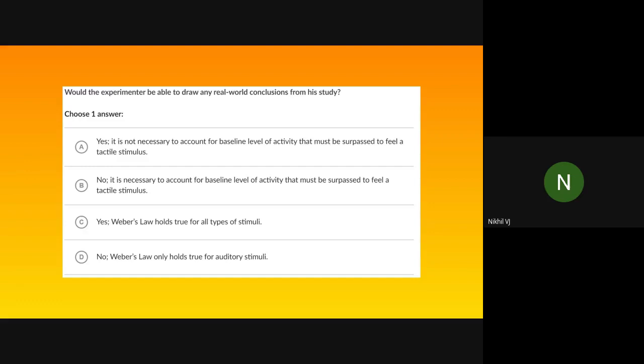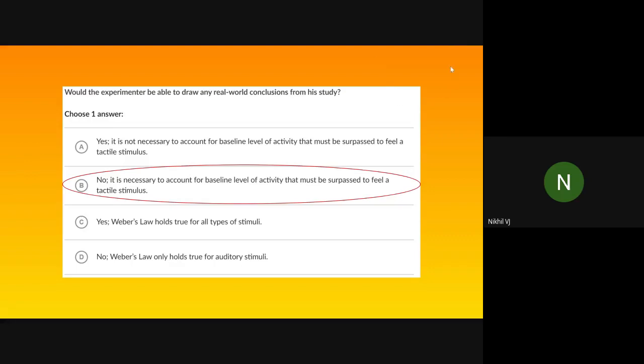And so in the case of the question, we'd have to consider the baseline of activity or the baseline level of detection. And since they don't necessarily test that, we do have to recognize that it is necessary to account for this baseline level. And so they can't draw any real world conclusions until they actually assess this baseline level. But yeah, those are the questions for this passage.